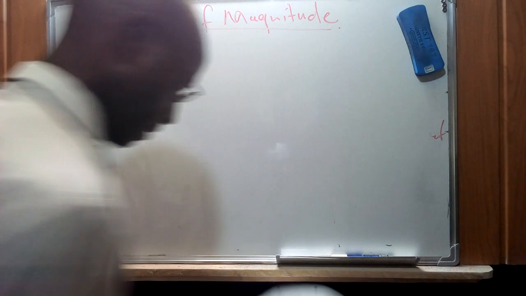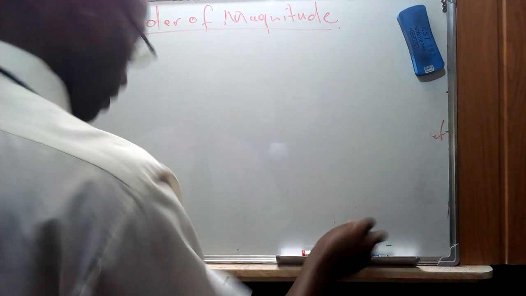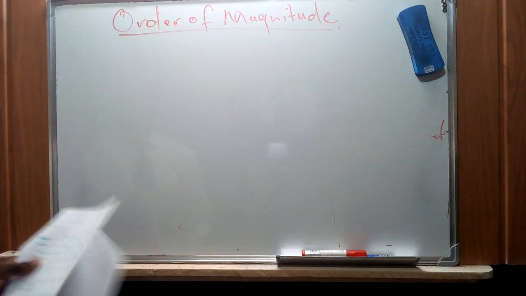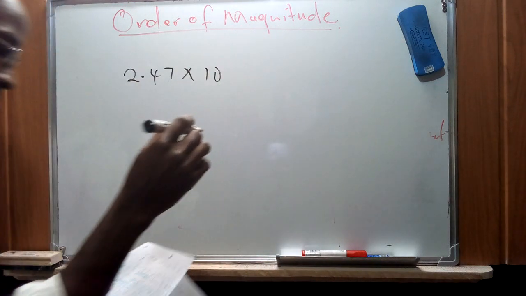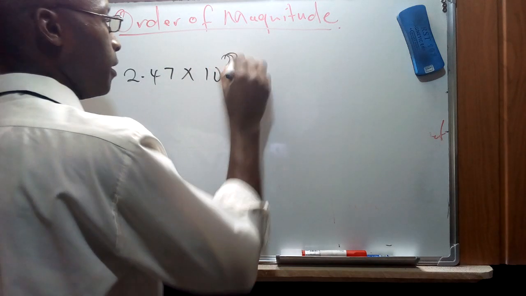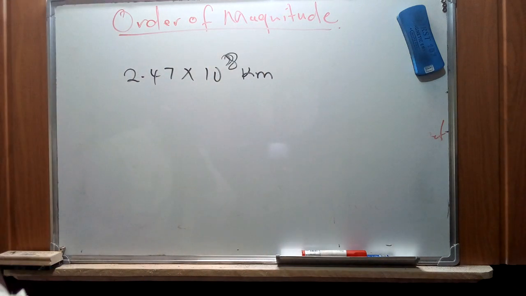So having discussed that, given a number, let's just give an example. This is 202.47 times 10 raised to power 8 kilometers. This order of magnitude concept is used to approximate quantities which are very large, like the distance between the Earth and the Sun. It is not physically possible for us to measure, so therefore we're going to give an approximation. So order of magnitude is an approximation.